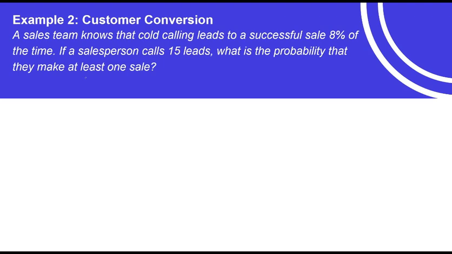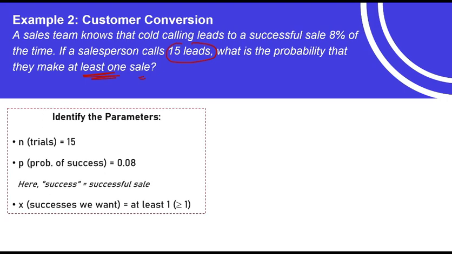So a salesperson calls 15 leads, 15 people are called. What is the probability that they make at least one sale? Now this is important, at least one. Let us look first at the parameters. n is 15 here. The probability of success, 8%, is 8 divided by 100, so that is 0.08. And at least one means one or more than one.